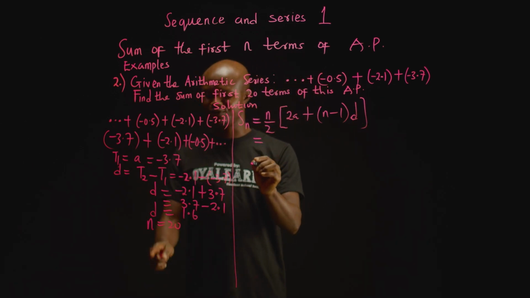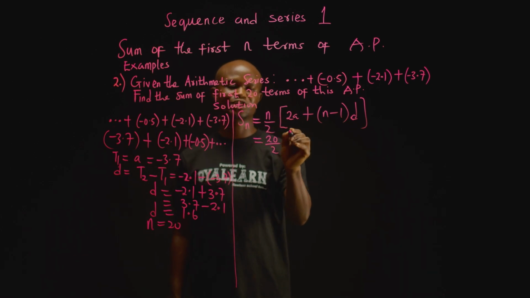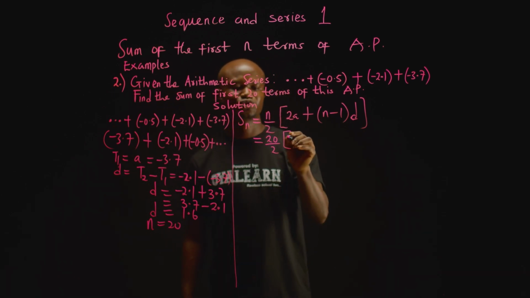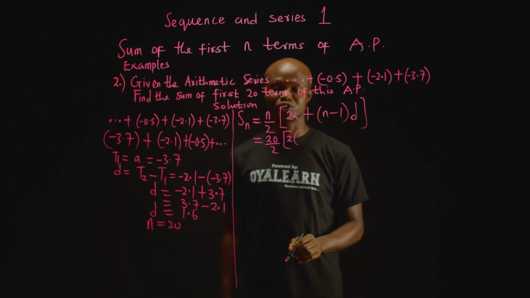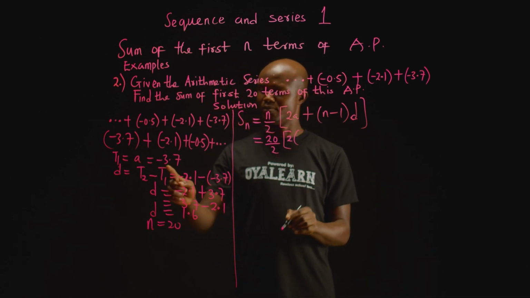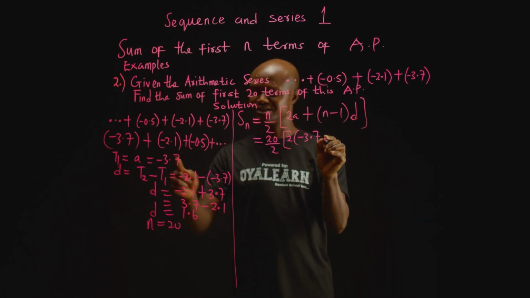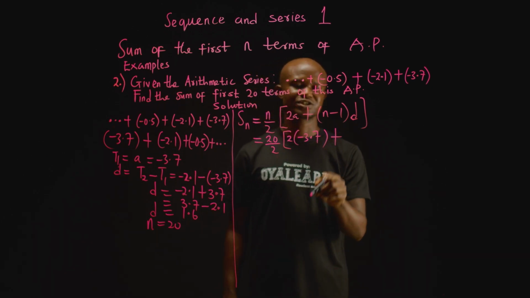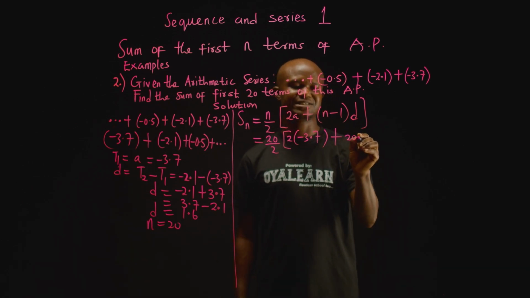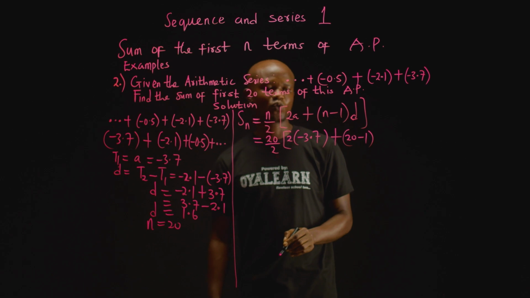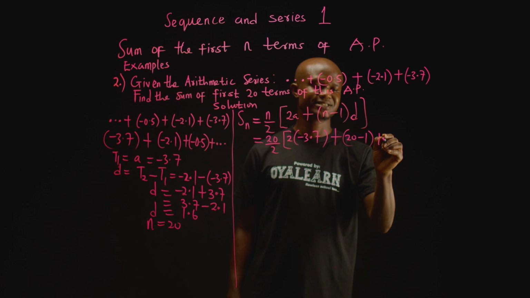So what is n from here? N is 20. Anywhere we see n, we put 20. So we have 20 over 2 into 2a. What is a from here? We have a to be equals to minus 3.7. Then plus, what do we have here? N minus 1, that's 20 minus 1. Then times, what do we have as our D? D is 1.6.